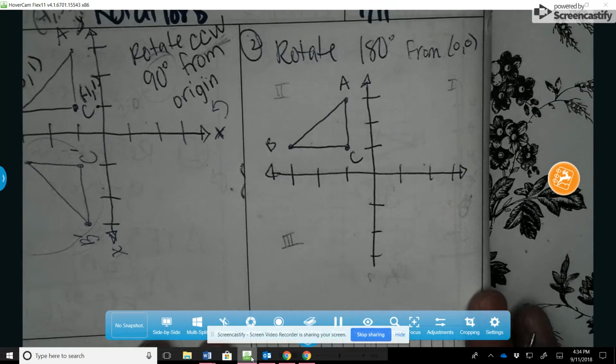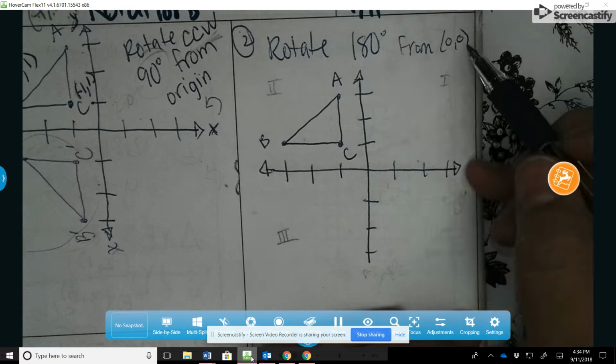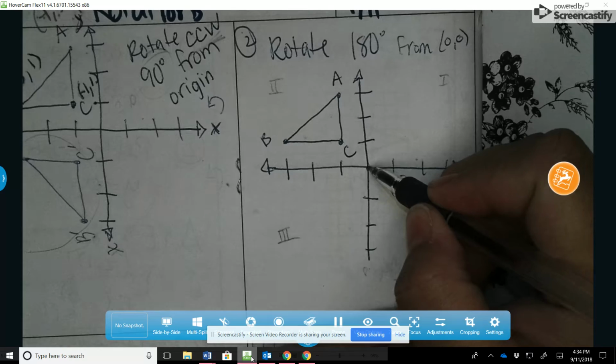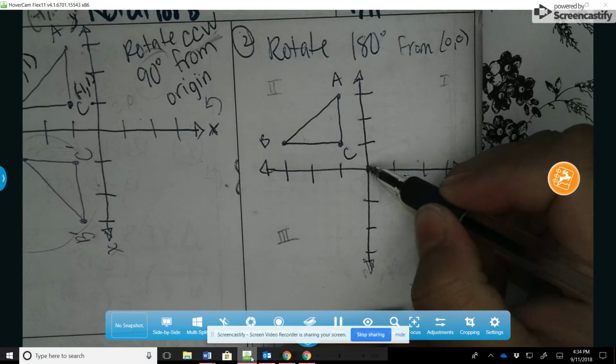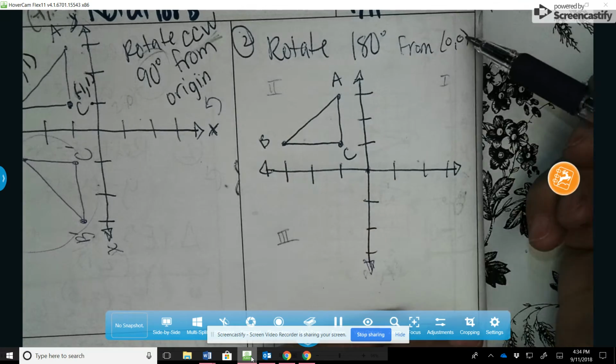And then number 2. Number 2 says you're going to rotate 180 degrees from 0, 0. It's still the origin. Don't worry about it. That's always going to be the origin, just written in a different way.